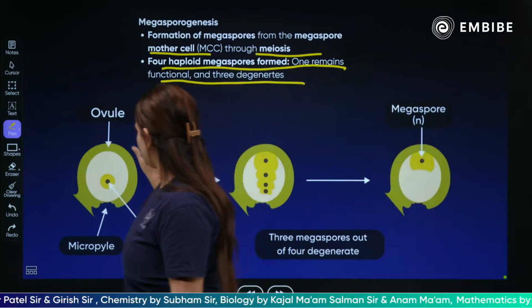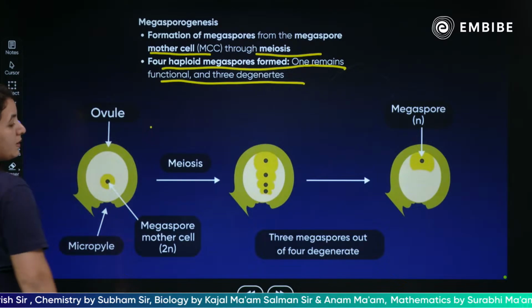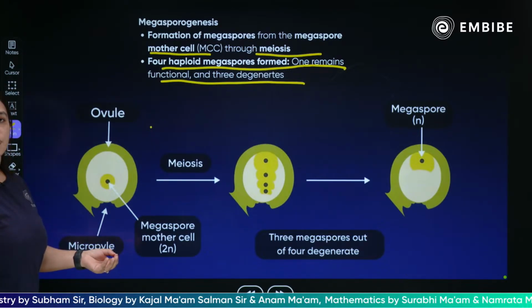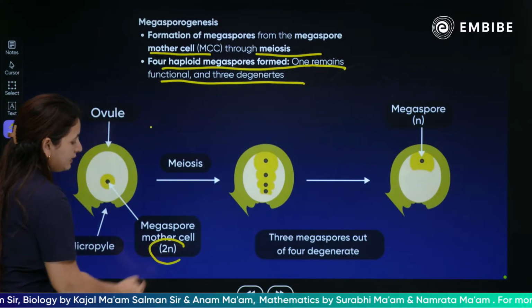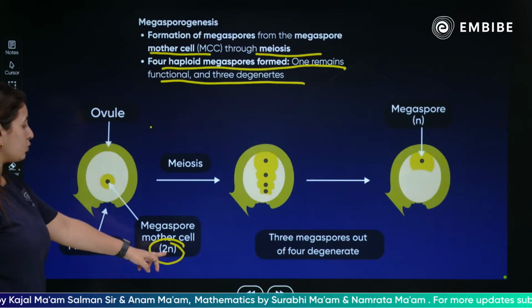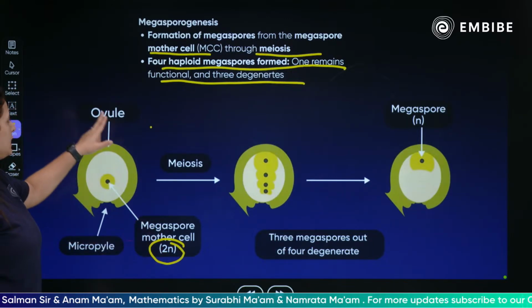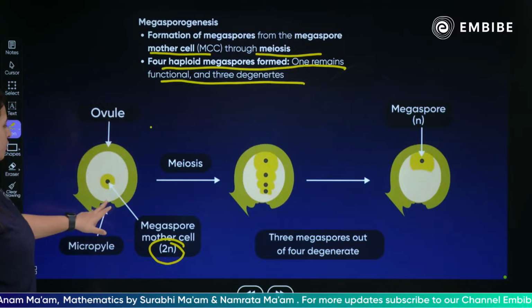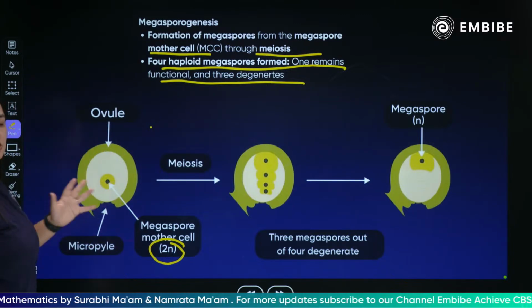So, children, this megaspore mother cell, what would be the ploidy of the megaspore mother cell? It has to be 2n. Yes, the megaspore mother cell has 2n ploidy. This is the ovule and this is the micropyle.